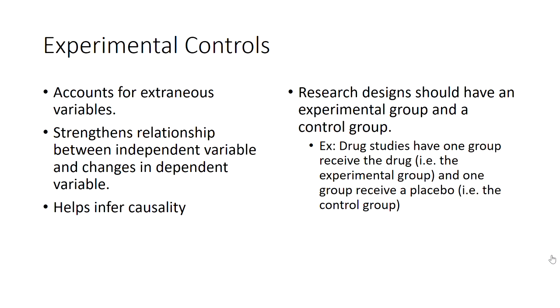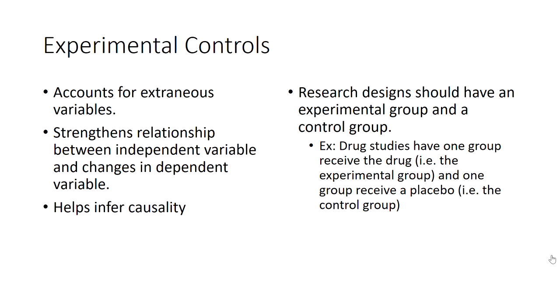Just because you see a correlation in something doesn't mean that A causes B. So you have to remember correlation does not equal causation. So having experimental controls helps you infer causality. It makes it easier to make that assumption. So research design should have an experimental group and a control group. For example, drug studies will have one group that receives the drug, that's the experimental group, and then another group that receives the placebo, and that's the control group. And these groups should be matched for things like age, race, gender.